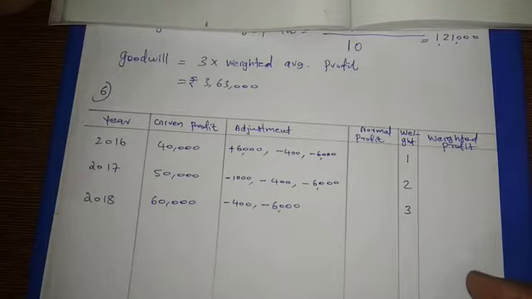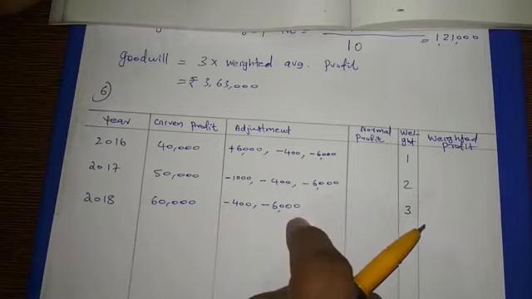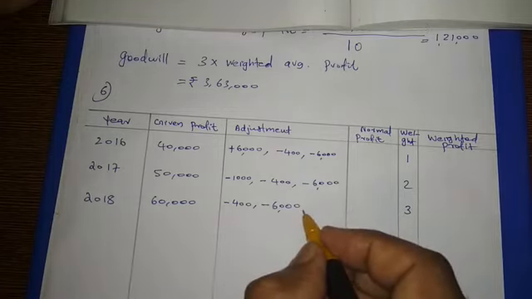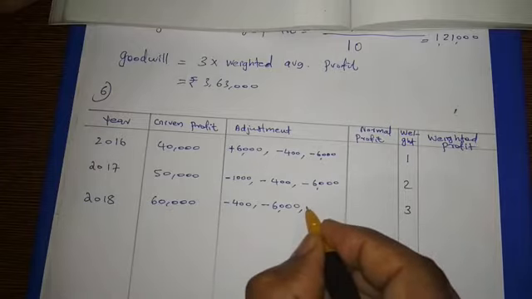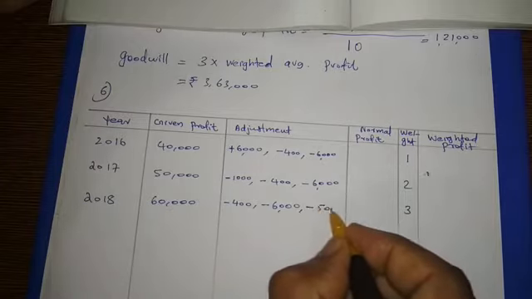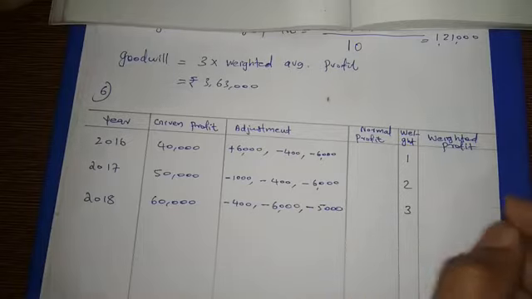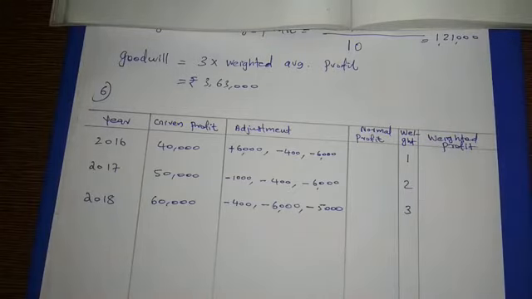Then we move to the sixth point: profit of 2018 includes 5,000 income from investment. So here 5,000 income from investment is an abnormal income, which is already included in this profit, so we need to subtract it. After all this calculation, we need to find out what the normal profit is.